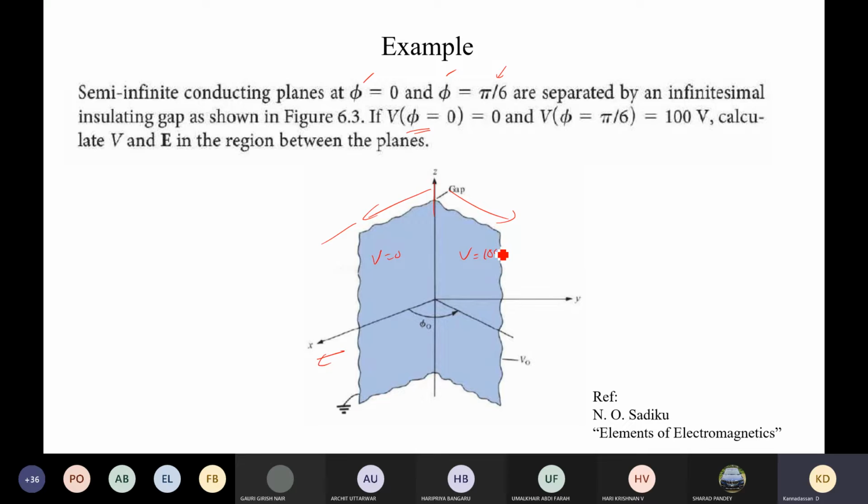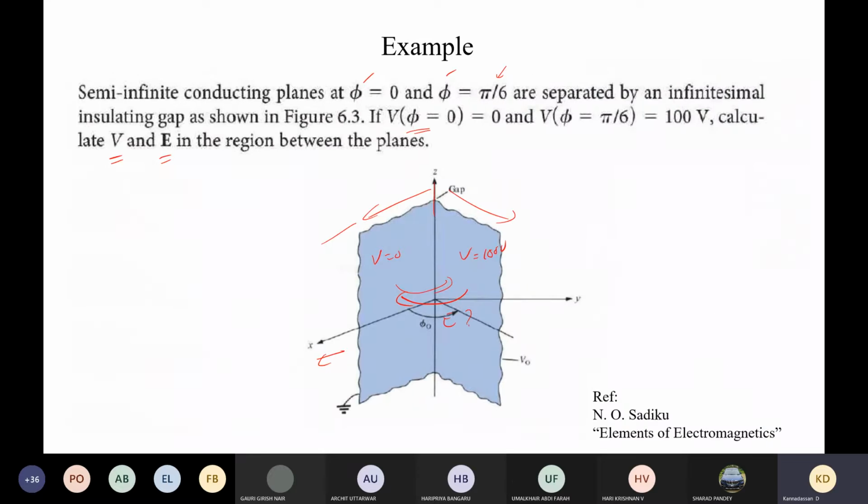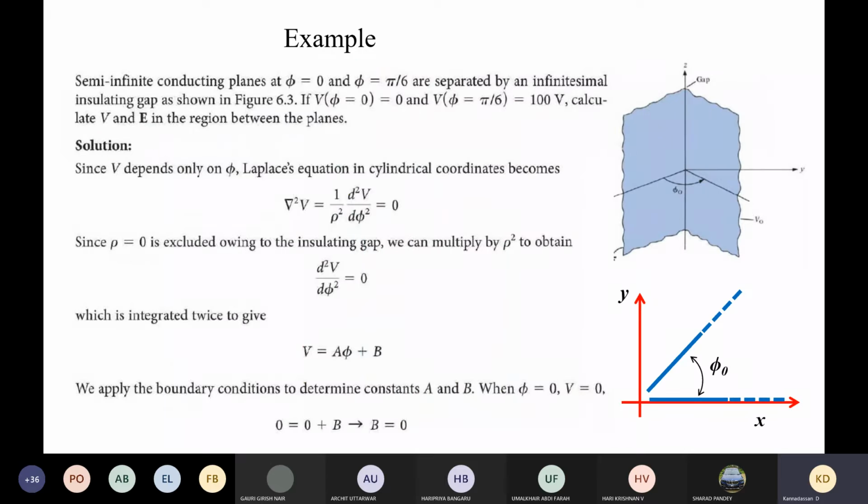Then the question is, what is the potential everywhere between these two planes, and what is the electric field, which goes from high potential to low potential? That is the question. The problem can be solved easily because there is no information about the material in between. So we can assume it is a vacuum, and vacuum has an epsilon r value equal to 1. Therefore, we can simply take it as epsilon naught. Then we can easily solve the boundary value problem.